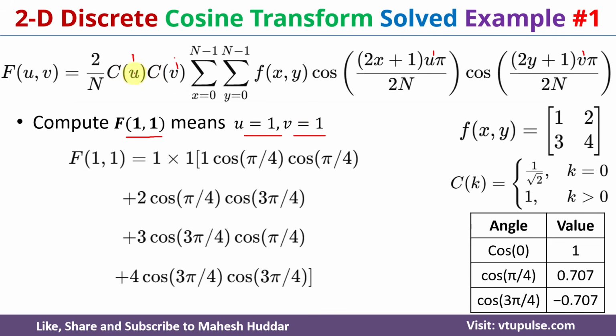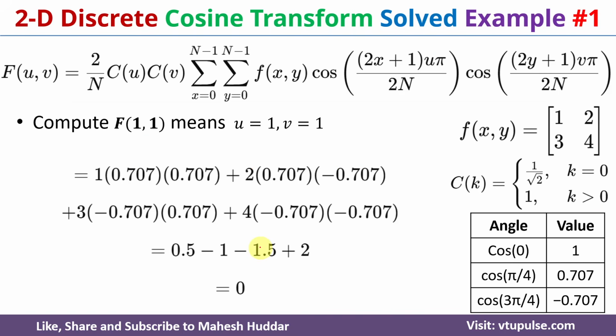Here we can see that C of 1, C of 1, k is greater than 0, ck value will be 1. That is what we have written here, 1 into 1. Next we need to expand this. First time x value is 0, y value is 0, the value is 1, 1 cos of, here we need to put x value 0, it means 1 pi divided by 4, that is pi by 4. And here also y value is 0, so it will become 1 pi divided by 4, it is also same, that is pi divided by 4. Plus next one is second value 2 multiplied with this value and this value. Next one 3 and 4. We need to repeat the same things.